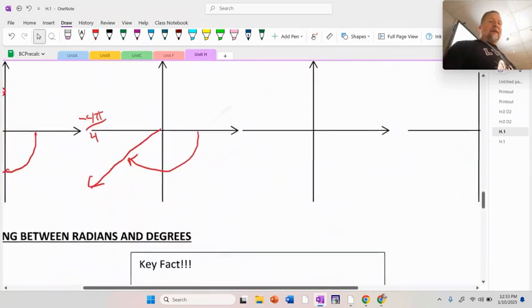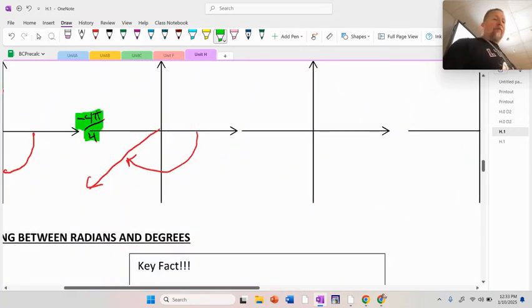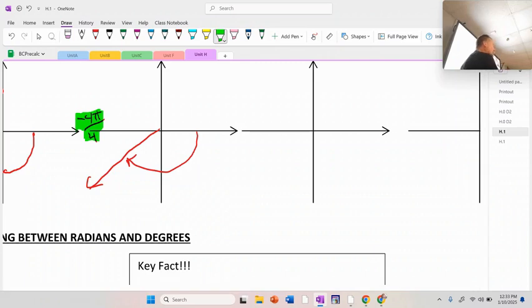So when I made this negative 4 pi over 4 to find out where negative 3 pi over 4 was, that was the way to find out where I was located.